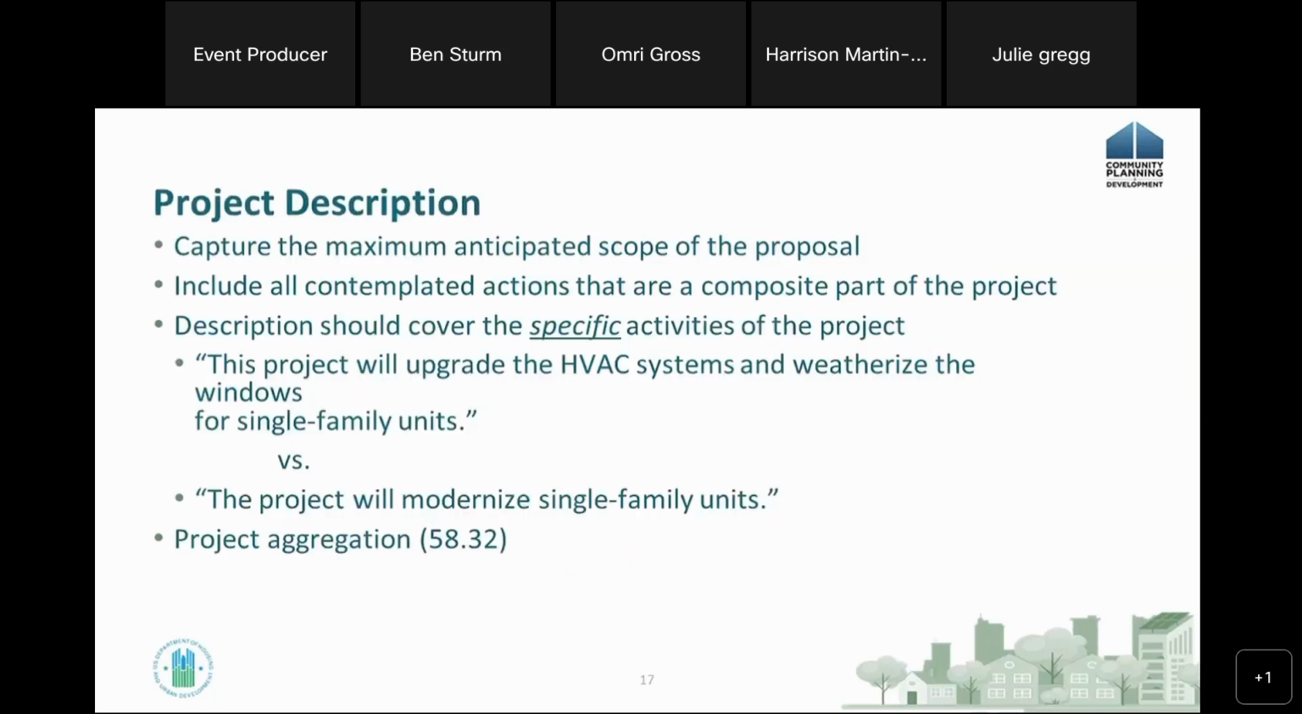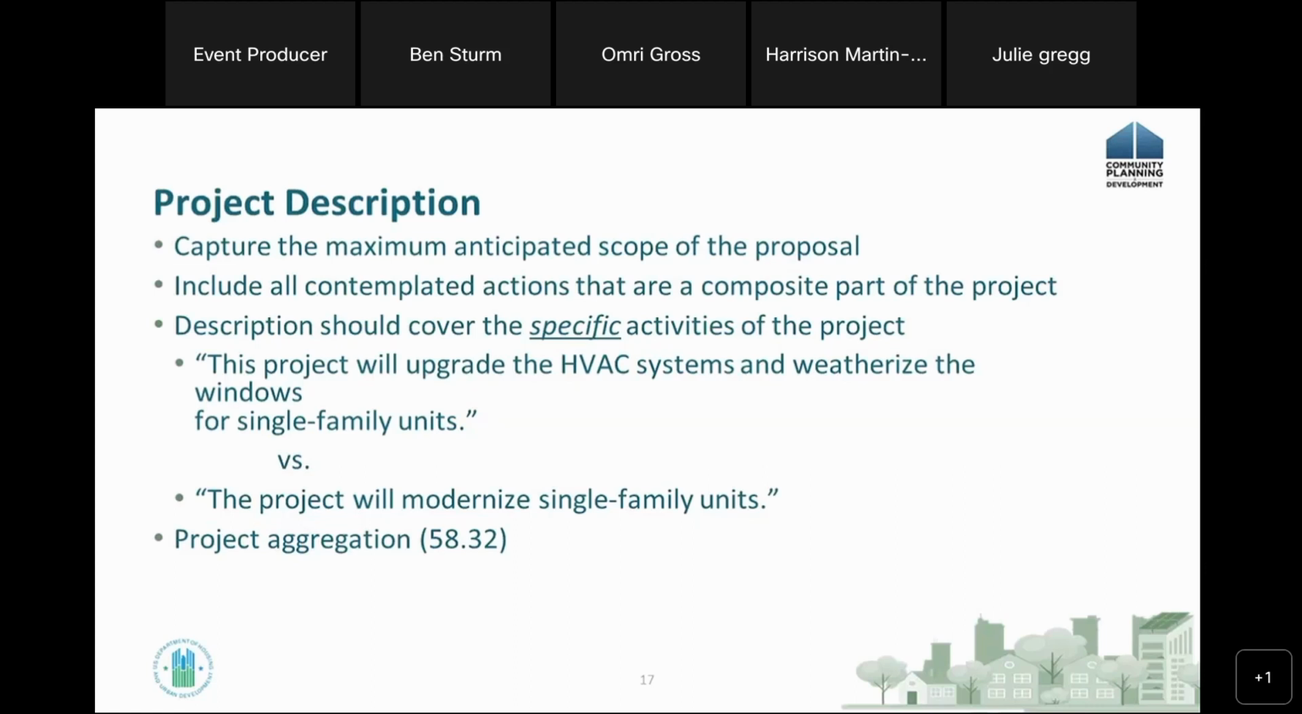The project description is one of the most essential components of an environmental review, as compliance requirements are determined based on the nature and scope of activities involved in the aggregated project, which is what we refer to as the level of review. The project description is intended to capture the maximum anticipated scope of the proposal, which includes all contemplated actions that are a composite part of the project.